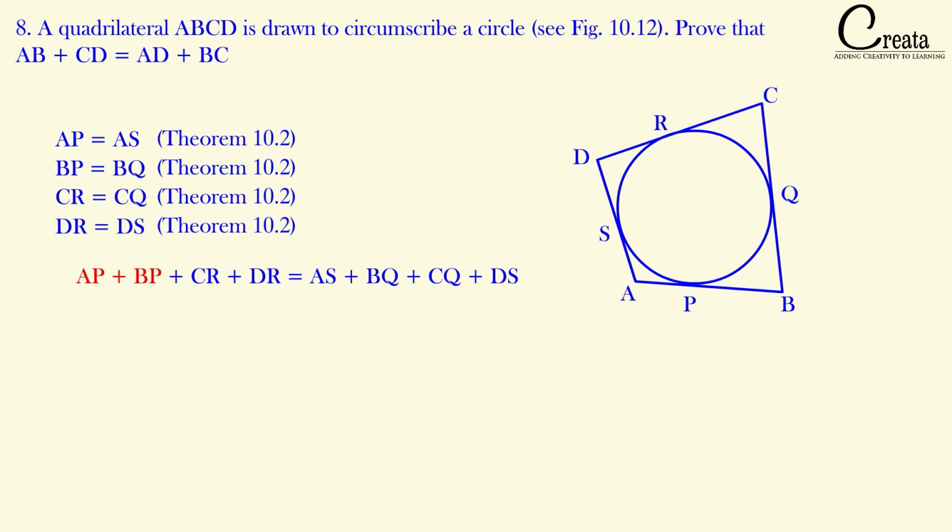Here AP plus BP, can we write these two terms as the complete length AB? Similarly, CR plus DR will be equal to the complete length CD. AS plus DS is equal to AD and BQ plus CQ is equal to BC. We have just added the two line segments to form the complete side of the quadrilateral. So we got AB plus CD is equal to AD plus BC. That is the proof of this question. Got it? We have used theorem 10.2, that from an external point, the tangents to the circle are equal to each other.